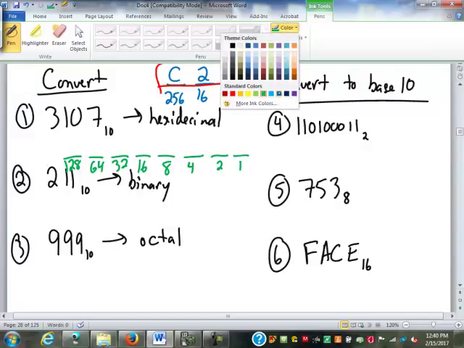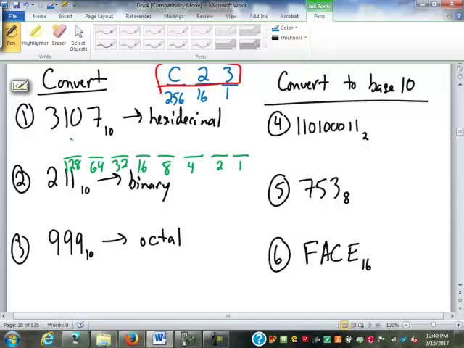So we'll subtract. Can we get a 128 out of there? You bet. That would leave us with 83. Can we get a 64 out of that? Yep, that would leave us with 19. Can we get a 32 out of there? Nope. Can we get a 16? Yep, subtracting 16 leaves us with 3.